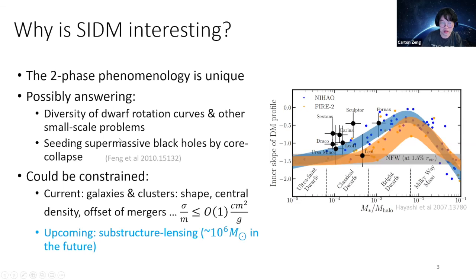The second thing that SIDM can provide a possible answer to is, like Akaxia talked about, the seeding of supermassive black holes by this core collapse, especially those supermassive black holes that have an apparent low Eddington accretion rate, so may not be explained by direct collapse of gas. And an even better thing about SIDM is that it can be easily constrained. People have already put some strong constraints on galaxy scales and above, mostly on the core phase.